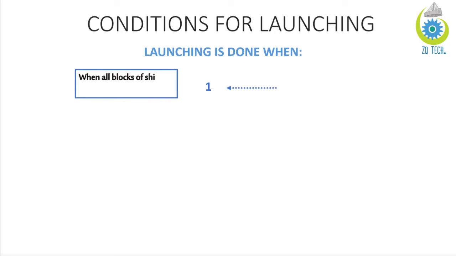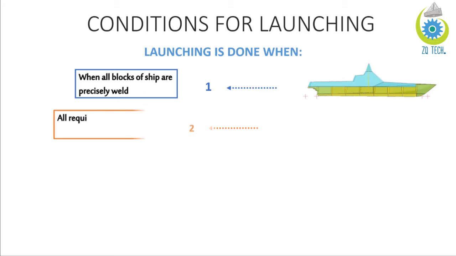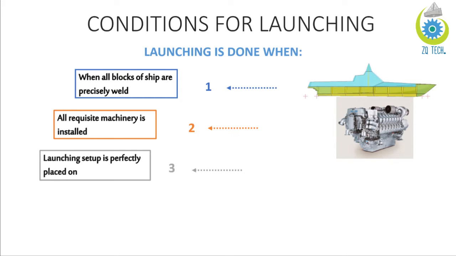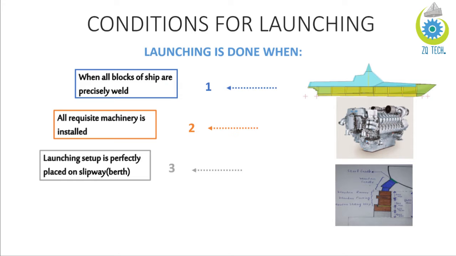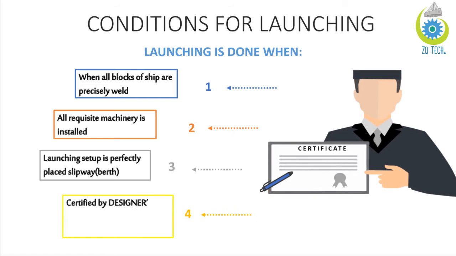Number 1. When all the blocks of ships are precisely welded. Number 2. All the requisite machinery is installed. Number 3. Launching setup is perfectly placed on the slipway, which is also known as berth. The most important point, it is necessary for the concerned shipyard to certify its boat or ship from a classification society, probably recommended by the ship designer.